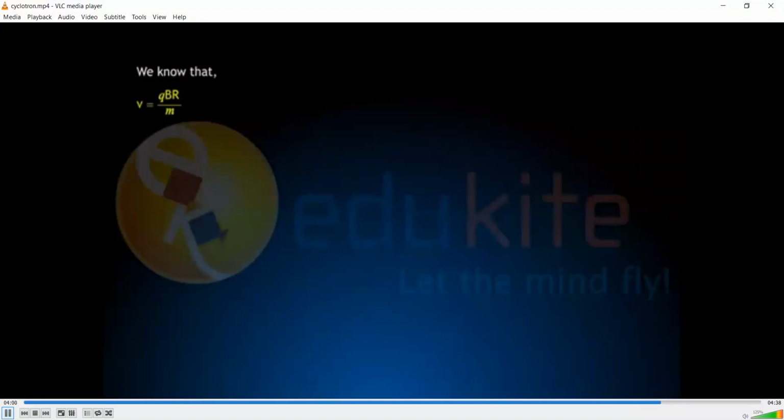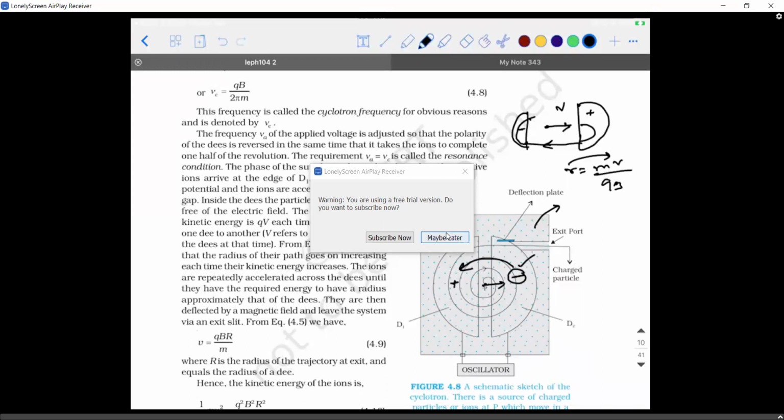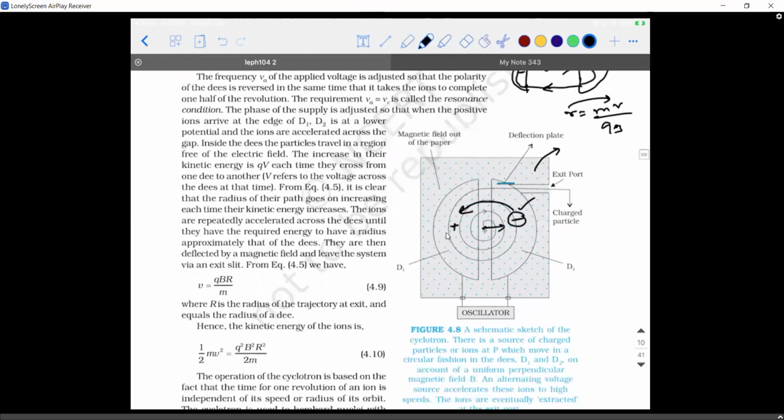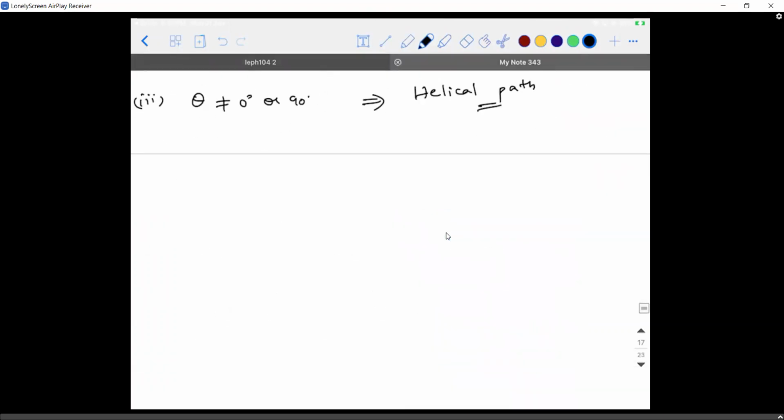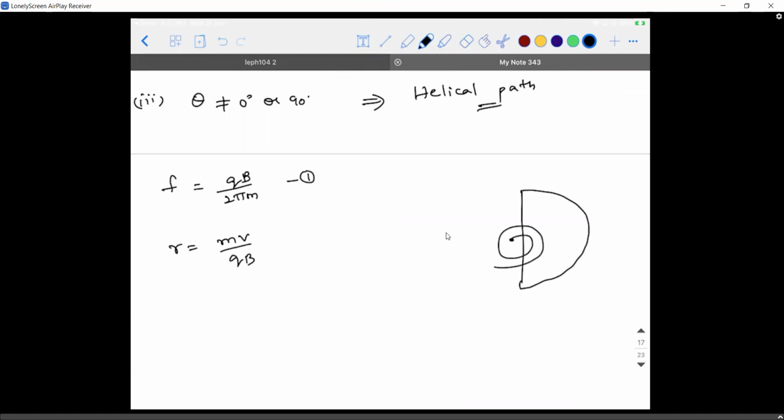We know that v equals qBr by m. So is it clear till this step, guys? Now it's all about derivation only. So what is the frequency? f is equal to qB divided by 2 pi m. This is known. Similarly, r will be equal to mv divided by qB. But here remember, the particle is going to start at the center of D, and it is going to leave from one end of the D.